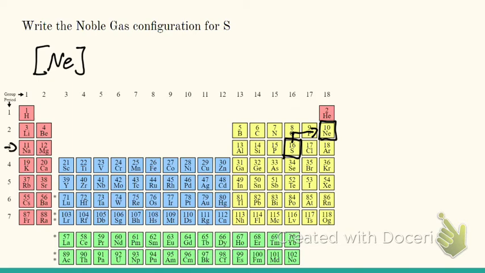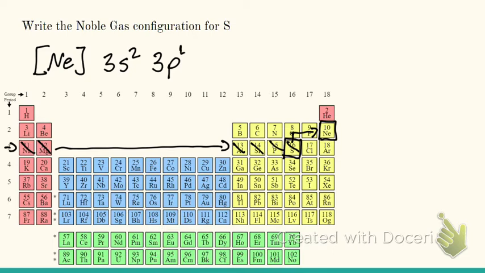So we are now in row 3. We are entering into that S block, and it takes our 2 electrons. Continuing on all the way over, we are still in row 3. We are entering into the P block, and it takes 4 electrons to get to our sulfur. And now what we have is the noble gas configuration for our sulfur. It's going to be our Ne, 3s2, 3p4.